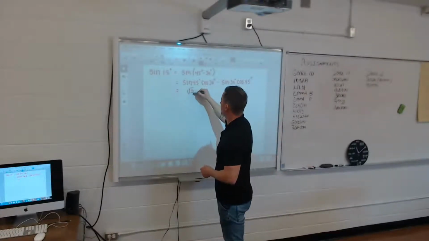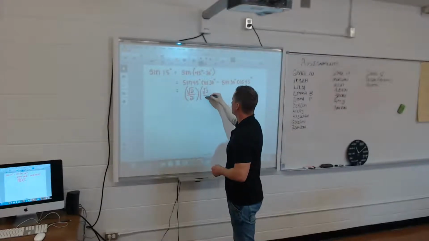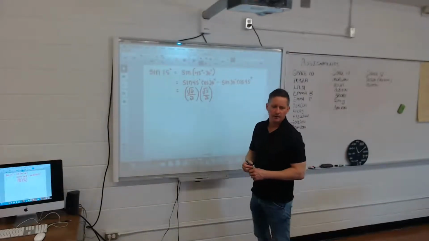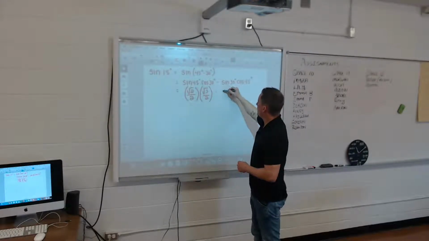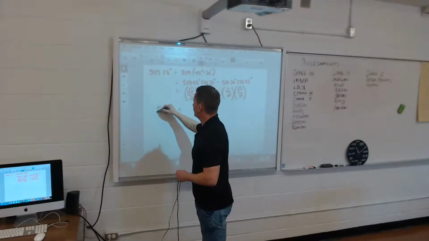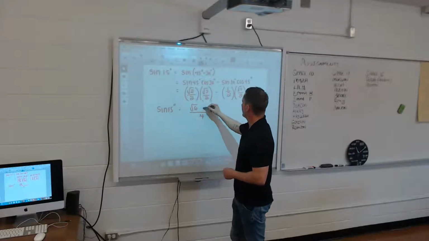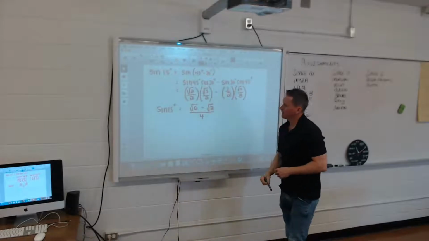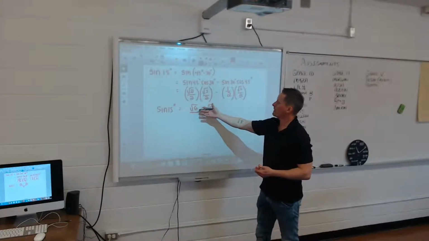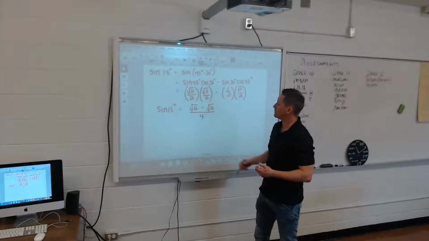The sine of 45 is root 2 over 2. The cos of 30 is root 3 over 2. Then I subtract 1/2 times root 2 over 2. So what I get for the sine of 15 degrees is root 6 over 4 minus root 2 over 4. If you punch it into your calculator, of course, it would give you a decimal, but the exact value is root 6 subtract root 2 over 4.